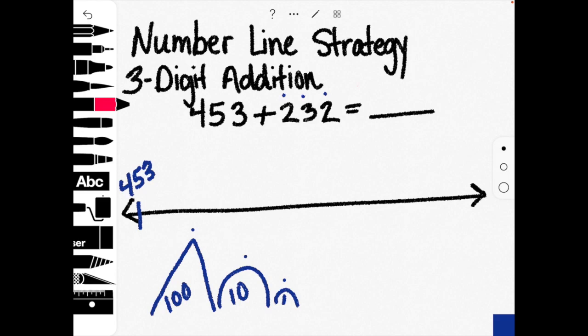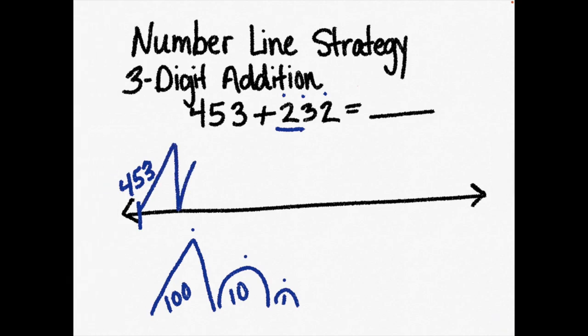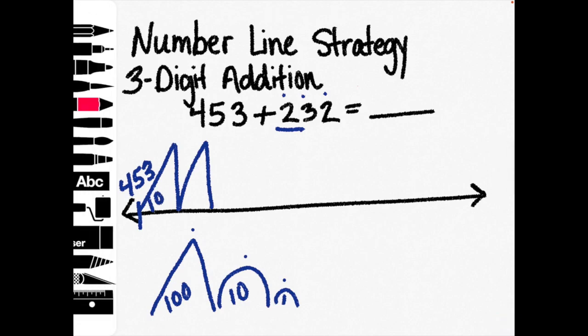So I'm going to go ahead and start with my hundreds place, and I have a 2 in my hundreds place. So that means that I get to add 2 mountains to my number line. Okay, and each mountain is worth 100. I like to label those.